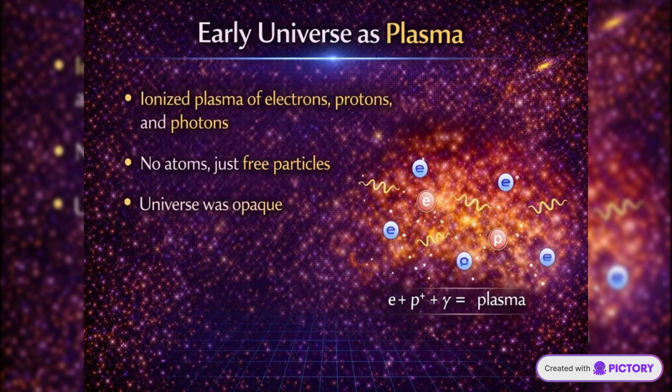In the early universe, matter existed as a hot plasma of electrons and protons. No neutral atoms were present. Photons were constantly interacting with charged particles. As a result, the universe was opaque.